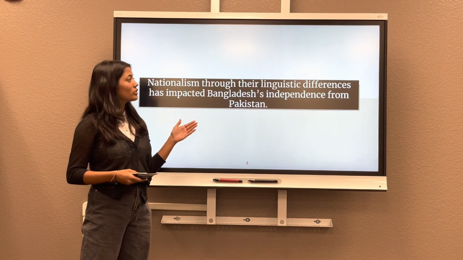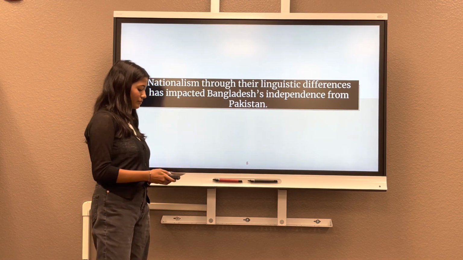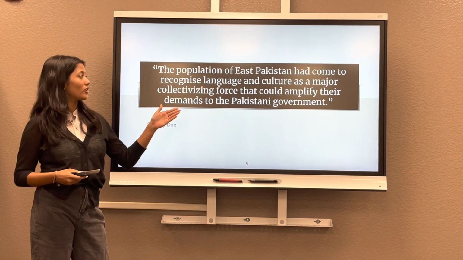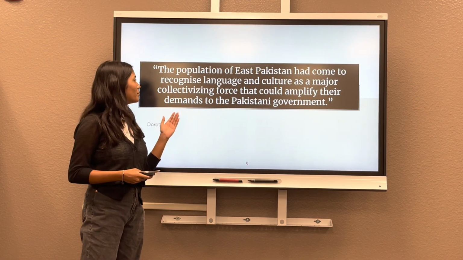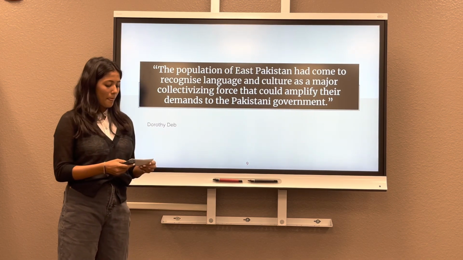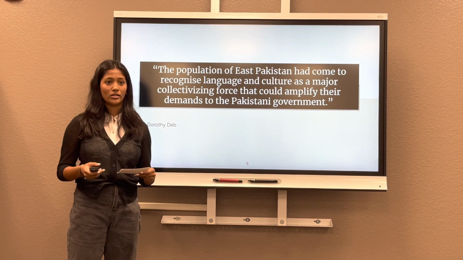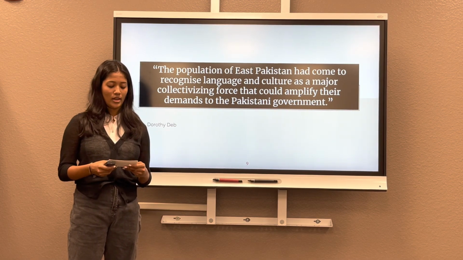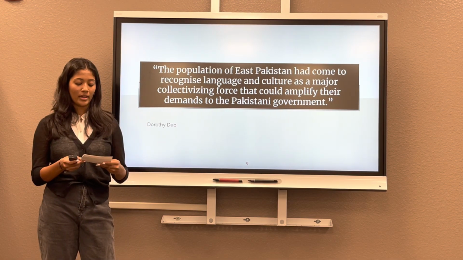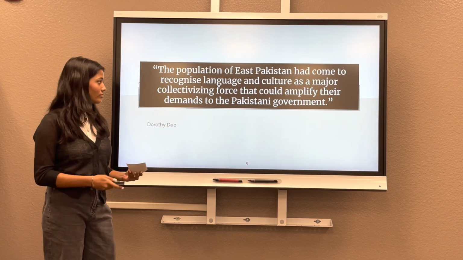To add on, nationalism through their linguistic differences has impacted Bangladesh's independence from Pakistan. According to Dorothy Deb, the population of East Pakistan had come to recognize language and culture as a major collectivizing force that could amplify their demands to the government. This quote implies that the separation Bengalis had in their culture from Pakistan encouraged their fight for liberation. It also emphasizes the impact that language had on the Bengalis' national identity in establishing their own culture.